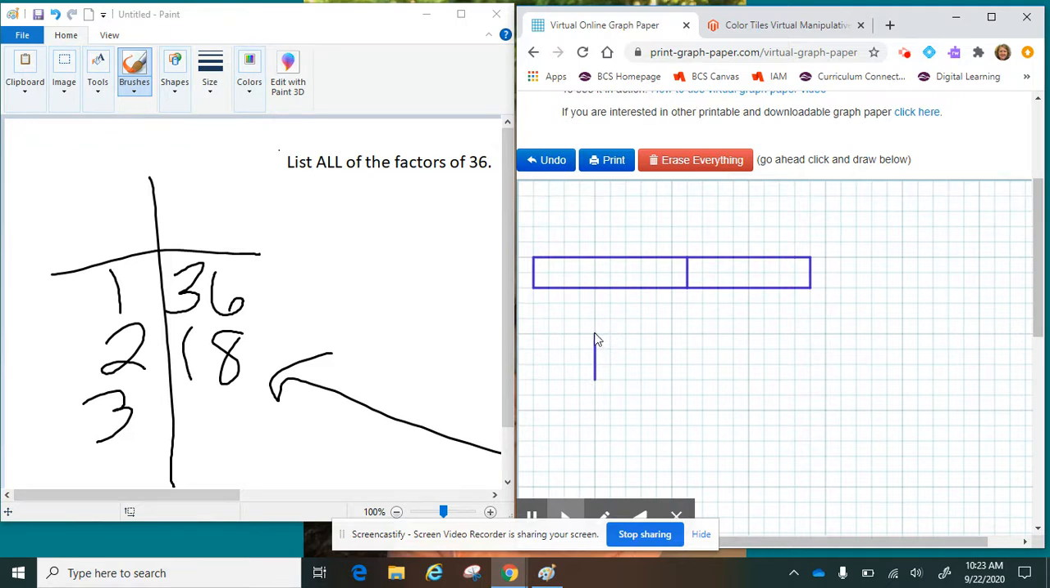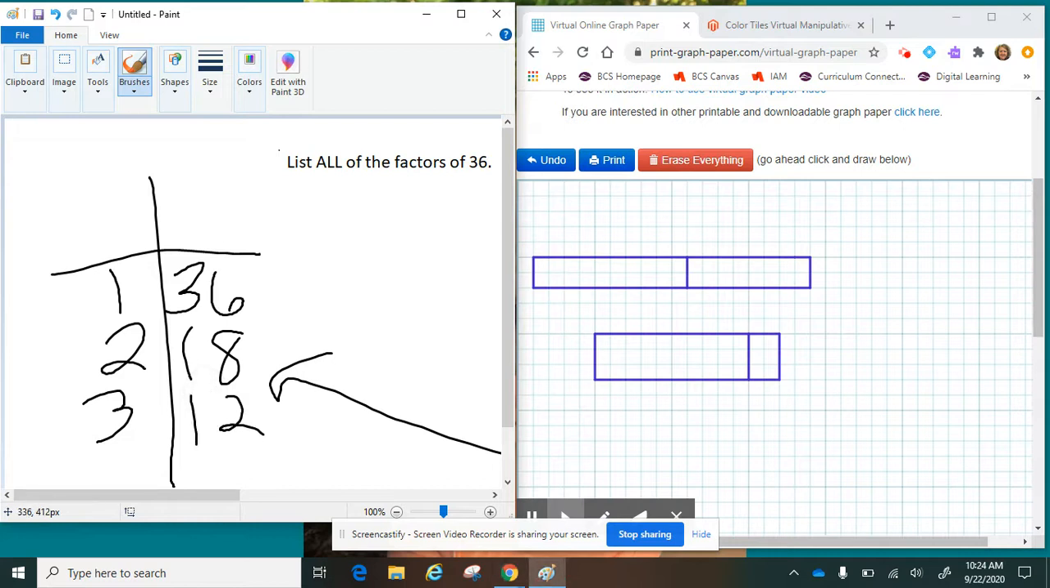I know that 3 times 10 is 30. 1, 2, 3, 4, 5, 6, 7, 8, 9, 10. 3 times 10 is 30. I need 6 more to get to 36, which I know is a 3 by 2 array. So here I had 10 and 2, which is 3 by 12. Okay? I can continue on with 4.